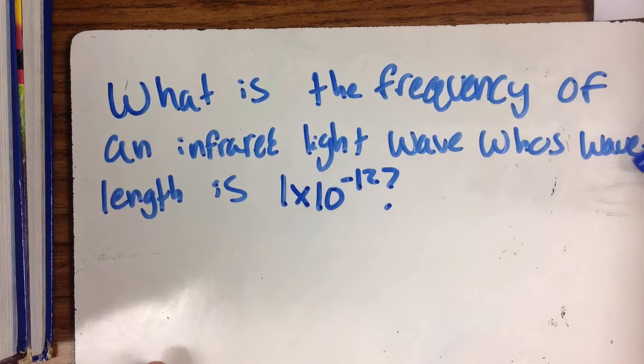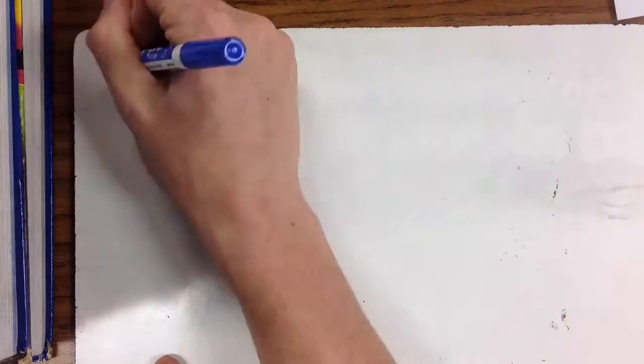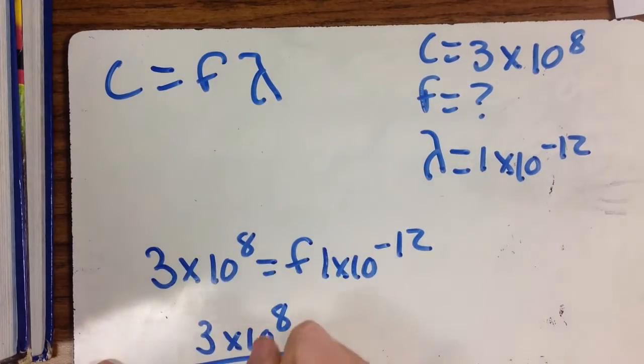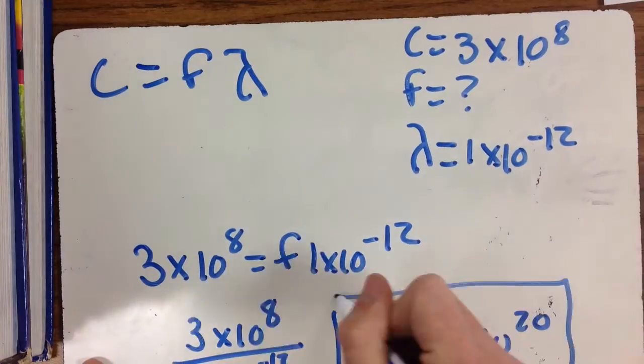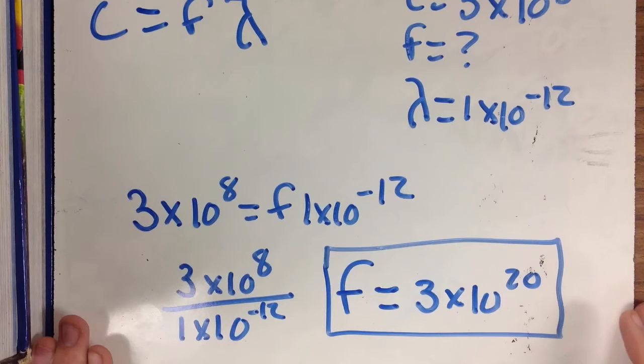In our last equation, we found wavelength, but now we're going to be finding frequency. The equation is: what is the frequency of an infrared light whose waves have a length of 1 times 10 to the negative 12th? Using this, we'd use the same equation as last time. c equals f lambda, c equals 3 times 10 to the 8th as it did. f we do not know, and wavelength is 1 times 10 to the negative 12. So 3 times 10 to the 8th equals f times 1 times 10 to the negative 12. You divide your c, or 3 times 10 to the 8th, by 1 times 10 to the negative 12, which is what we did last time. The frequency ends up equaling 3 times 10 to the 20th.